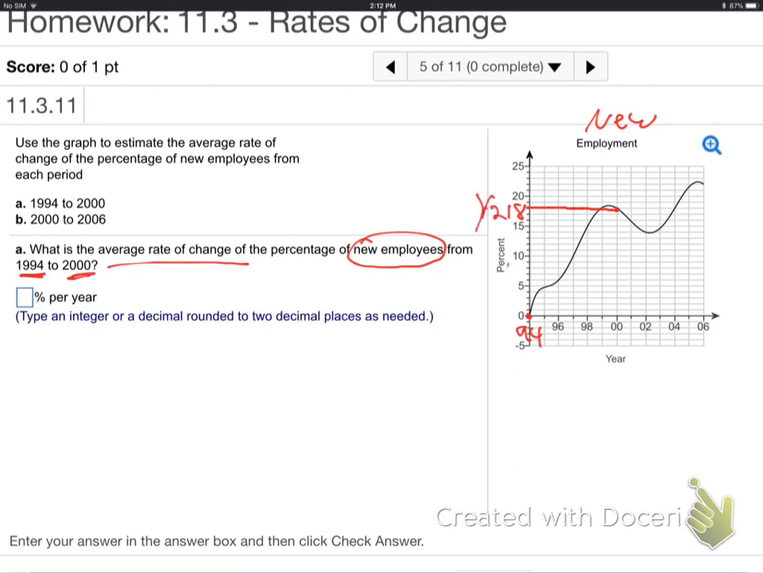This is the y2. You get it? This is the y1. This is the x1, and this is the x2. So we don't have to plug in anything. You just look at the graph. There are two dots. Each dot has an x-coordinate and a y-coordinate. The y-coordinate is 0, the x-coordinate is 1994. And then this dot has an x-coordinate of 2000 and a y-coordinate of 18. That's y2. Is that making sense?